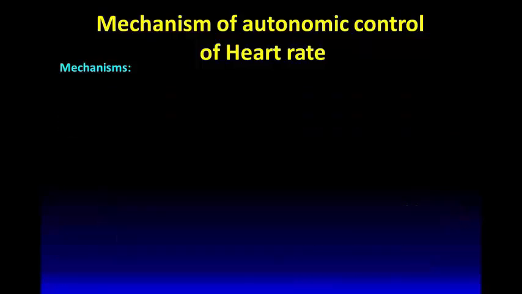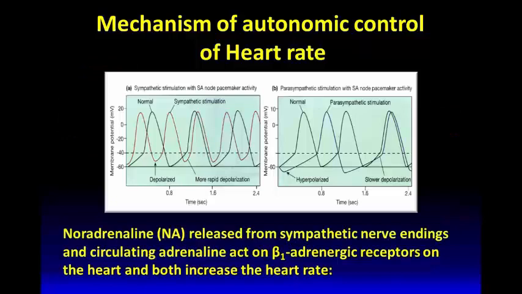On the other hand, with parasympathetic stimulation, there is hyperpolarization of the sinoatrial nodal cells, and the nodal cells will take longer time to reach the threshold level, and as a result of this, less frequent action potentials are generated than the normal state, resulting in slowing of the heart rate.